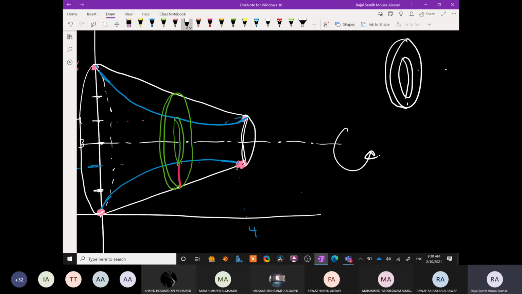So from here to here is what? This is R2, yes? And from here to here is what? R1. So what is the volume that we know? Everybody knows the volume of this, which is what? Pi times R2 squared minus R1 squared, multiplied by what? T, the thickness, yes?